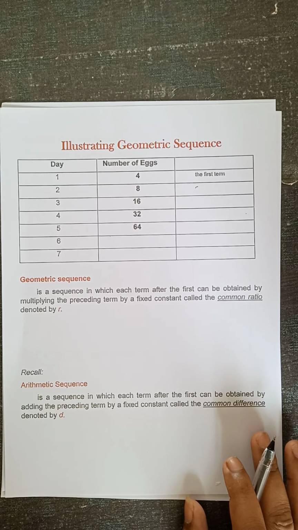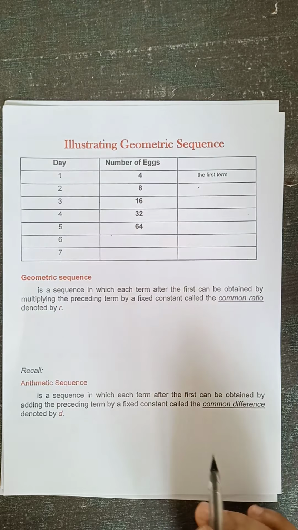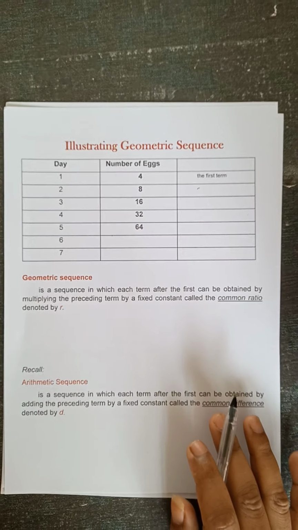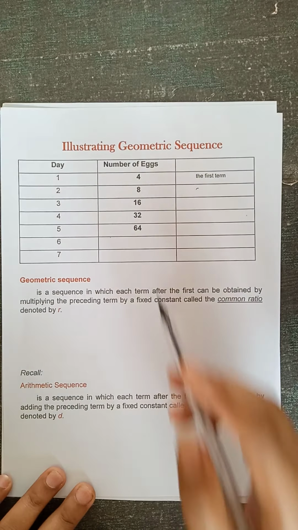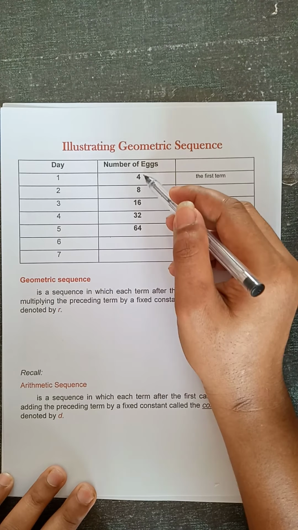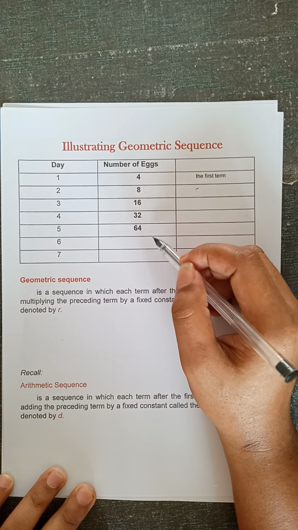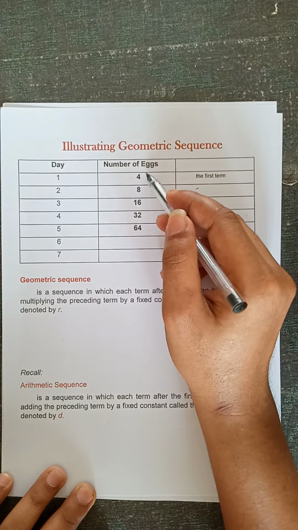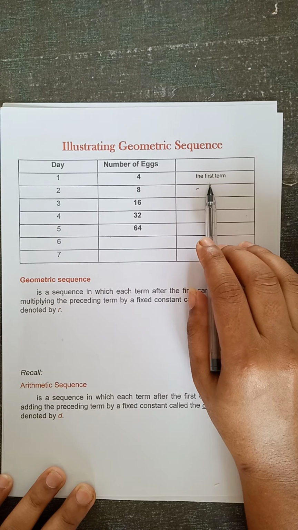So what have you observed on the numbers of eggs? Is there anything particular that you have noticed? Let us look at the numbers closely: 4, 8, 16, 32, and 64. From these numbers, we can say that 4 is the first term.